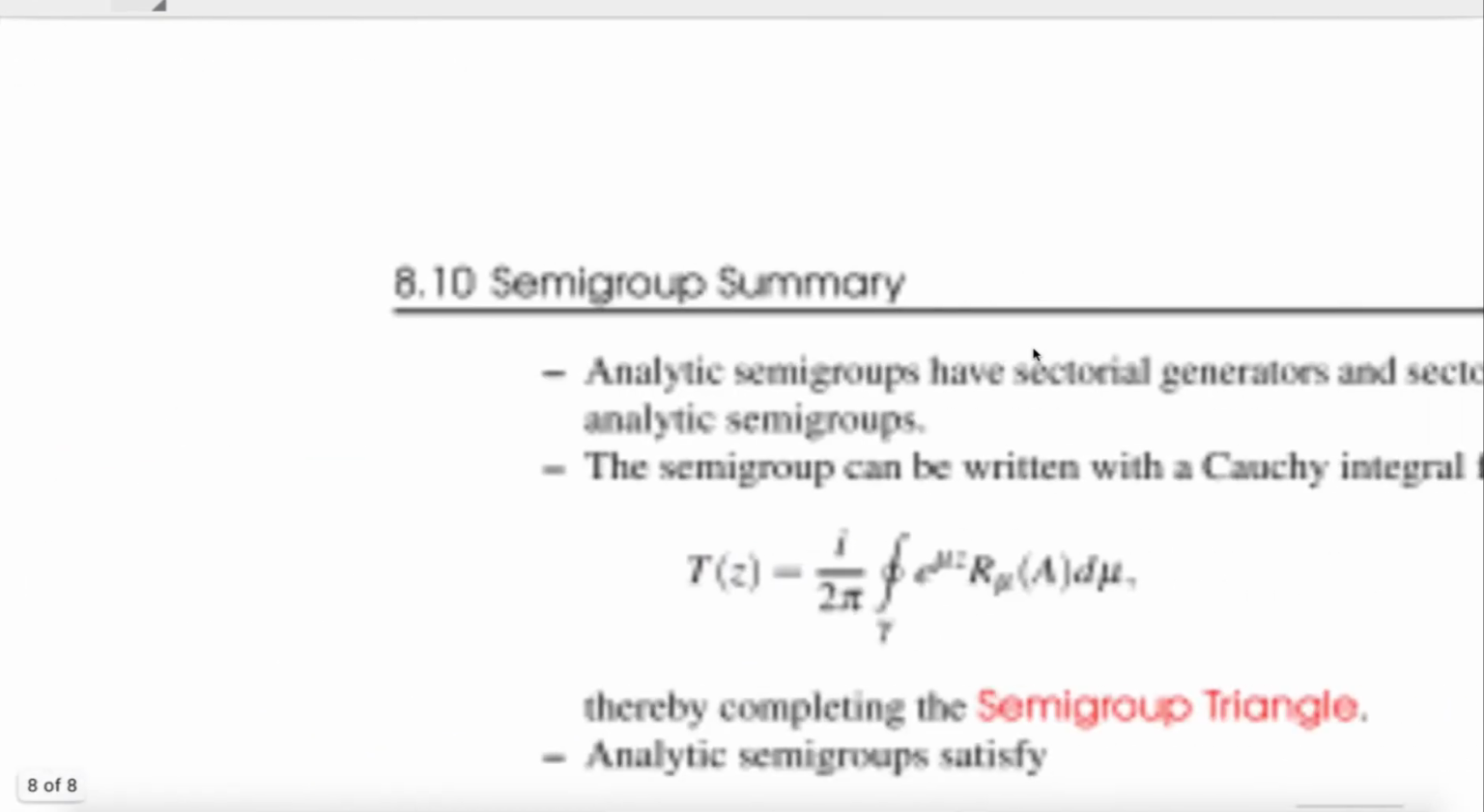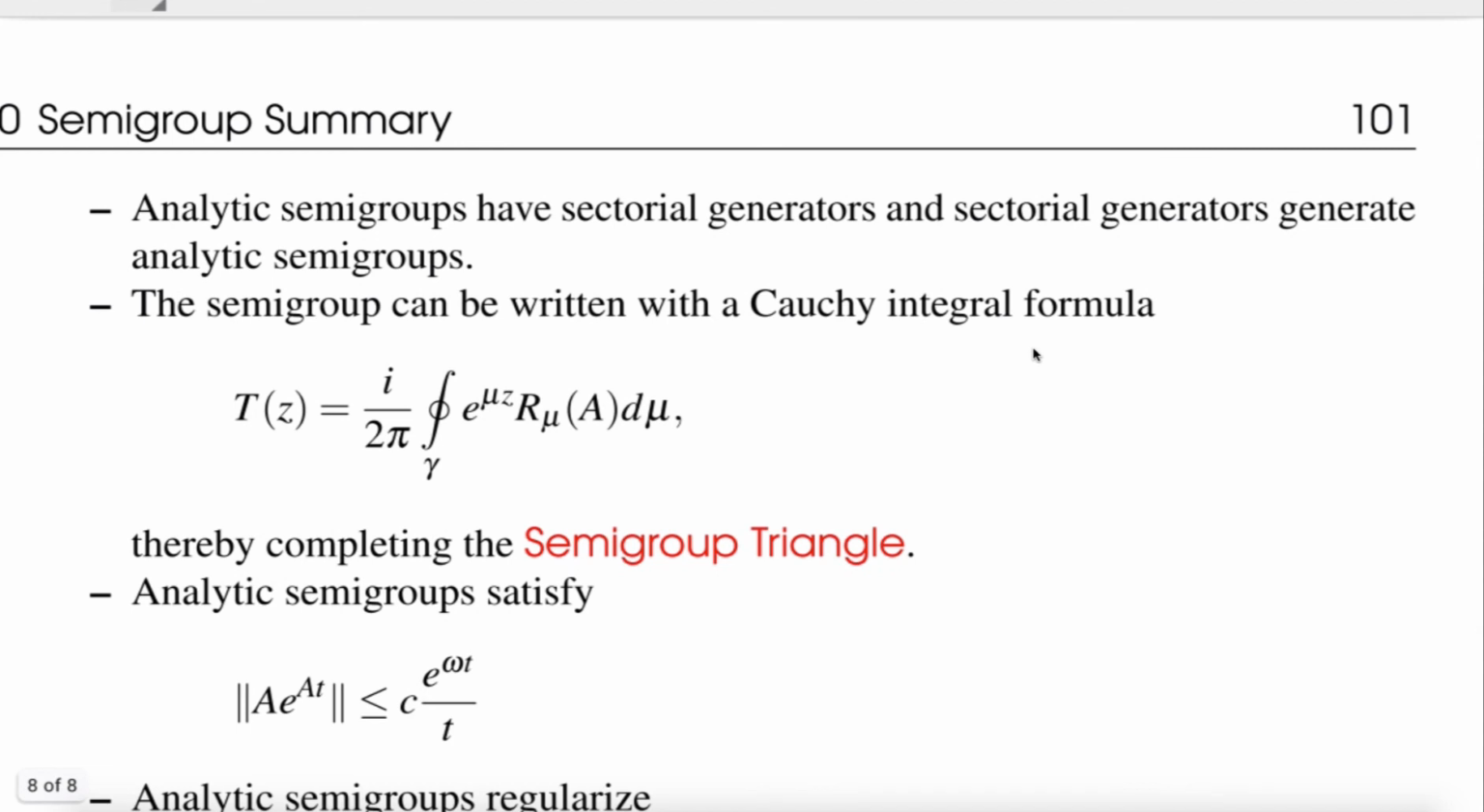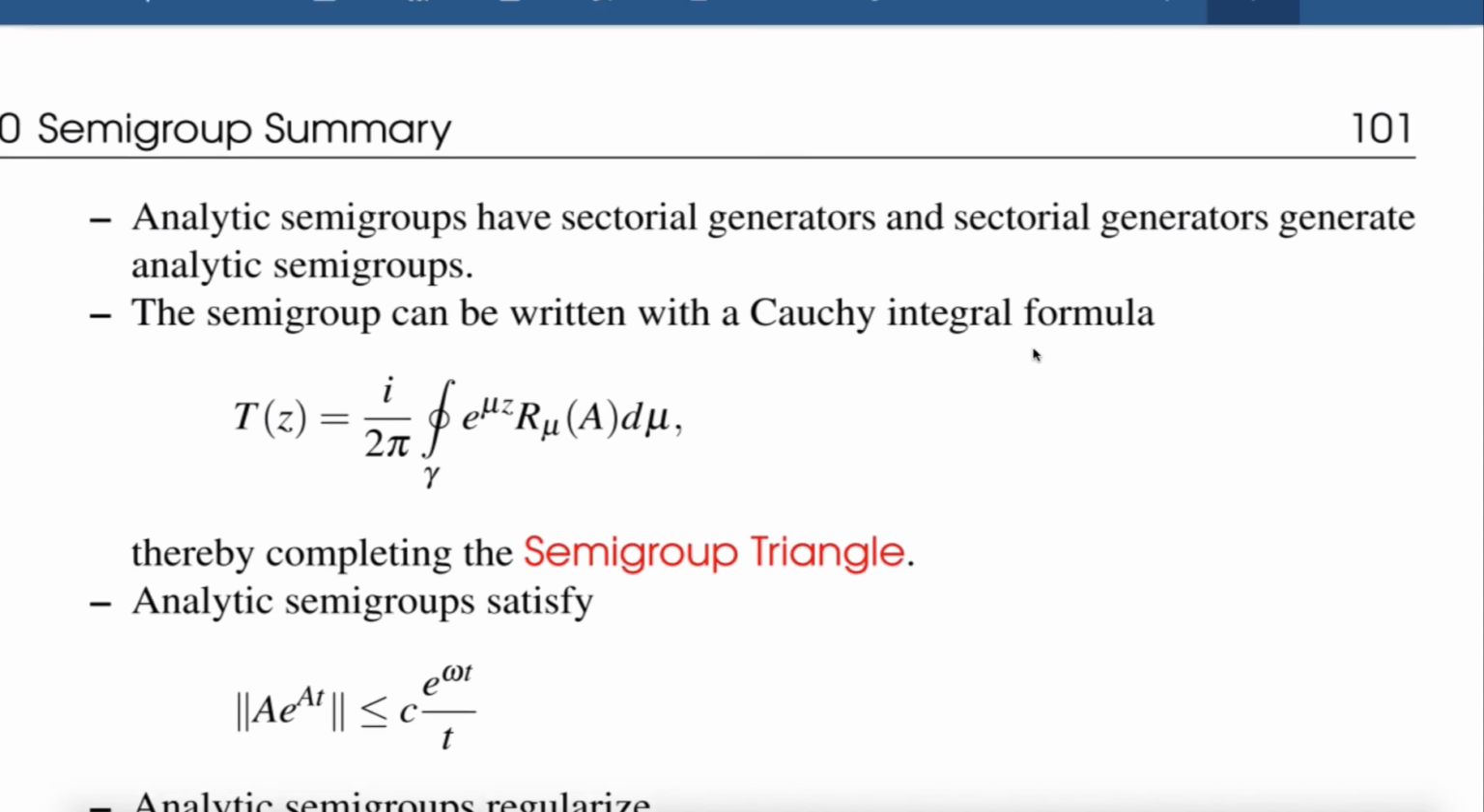Okay, so what can we do with the analytic semigroups? Analytic semigroups have sectorial generators. Sectorial generators generate analytic semigroups. So they're really basically the same. And then here we found another formula which deserves a pink outline. This one, right, this is also something for the semigroup triangle. The Cauchy integral formula for the semigroup, where now t has a complex argument, right? We write T of z.